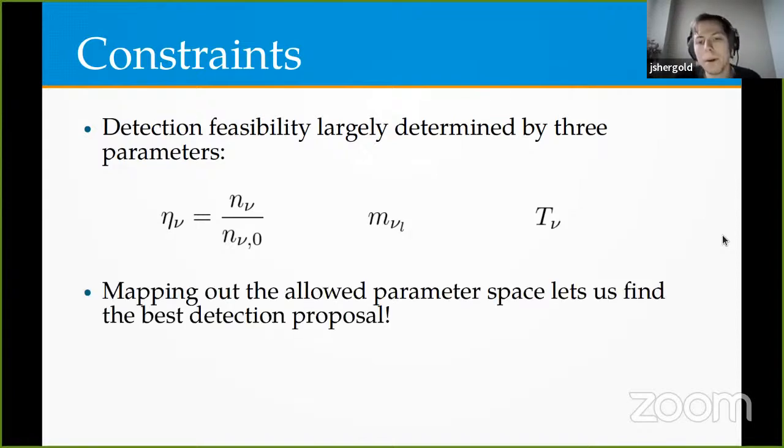So if we go ahead and map out the allowed parameter space and see which regions are accessible for the CNUB, i.e. which ones are allowed, maybe we can overlay on top of this the sensitivities of all these experiments and see which one is the best detection proposal. So we're going to start with the constraints.